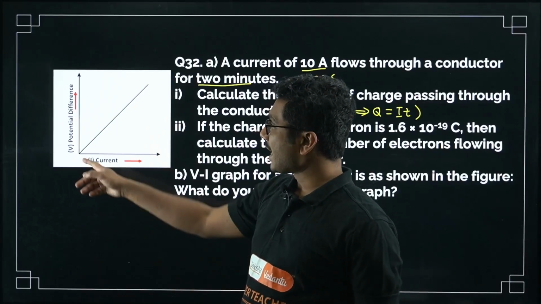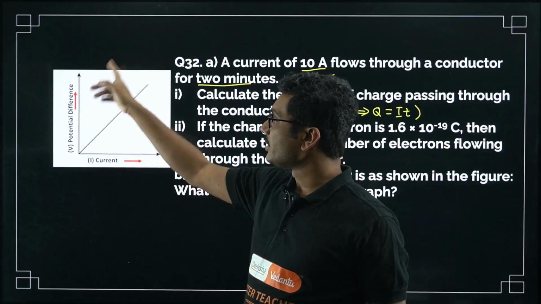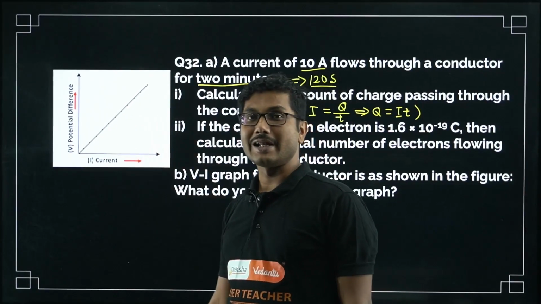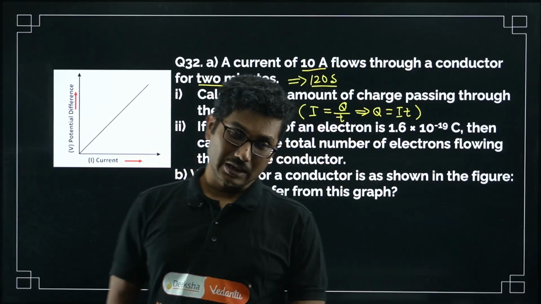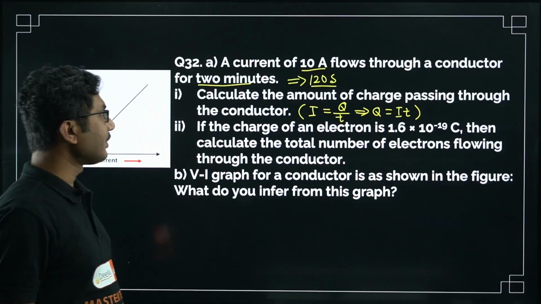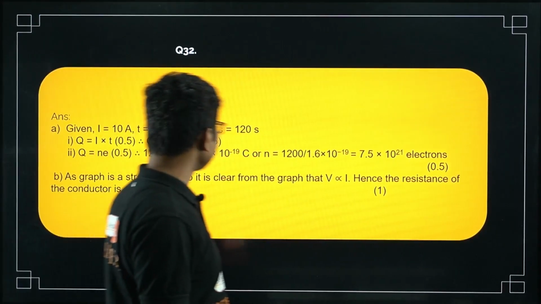So as you can see, as the current increases, voltage also increases. So current and voltage are directly proportional to each other. So in other words, this is an ohmic conductor. So these are the things that we can infer. Let's see what is the answer they have given.